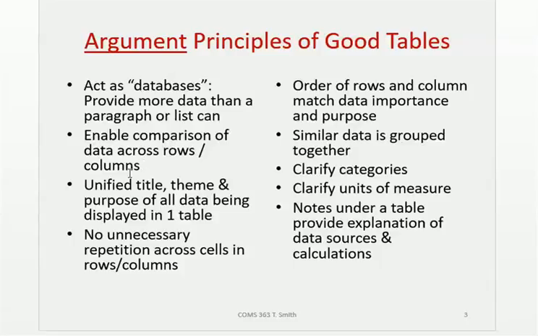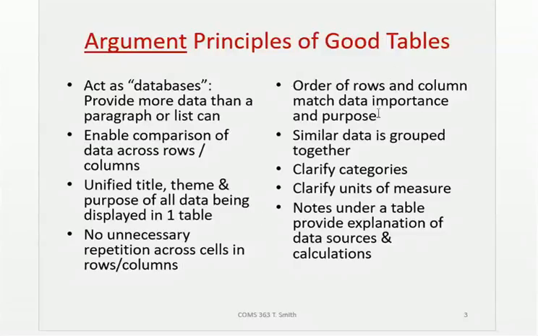It shouldn't just be random. It should have a unified title and theme and a unified purpose so that all the data that's displayed in that table has that unified purpose and theme. Avoiding unnecessary repetition across cells and rows and columns is important, while retaining consistency across rows or columns in the type of data presented. So that's a challenge oftentimes, is that we end up having unnecessary repetition, and try to embed as much as possible within the headings and stub column rather than repeating cells data.